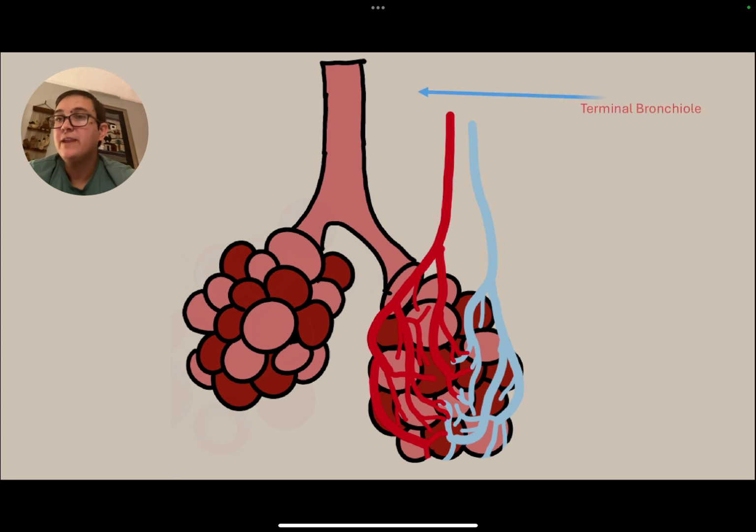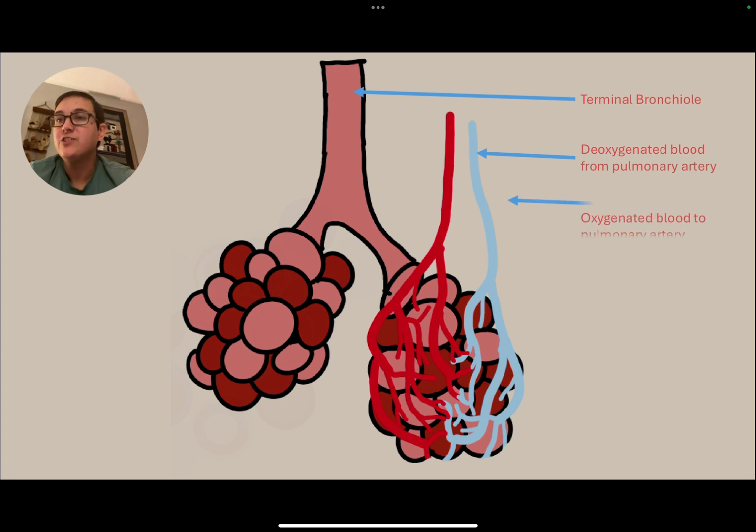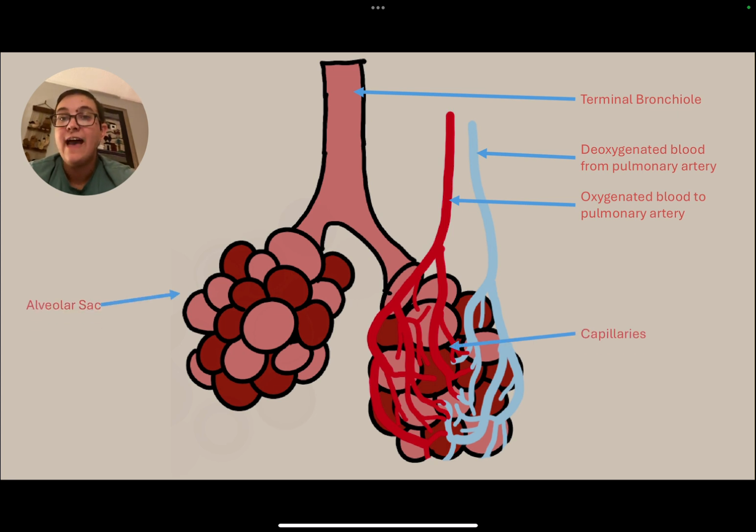So in this diagram here, we can see the terminal bronchiole. We can see the deoxygenated blood, which carries blood from the pulmonary artery, and then that goes and does gas exchange and gets carried back to the circulatory system in the oxygenated blood of the pulmonary vein. So these branch into smaller and smaller capillaries covering each of these alveolar sacs.